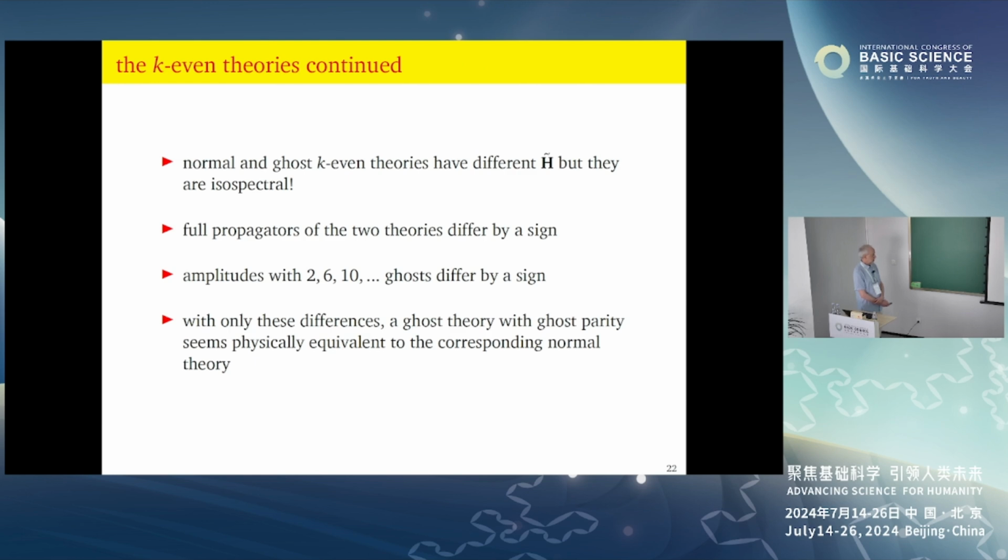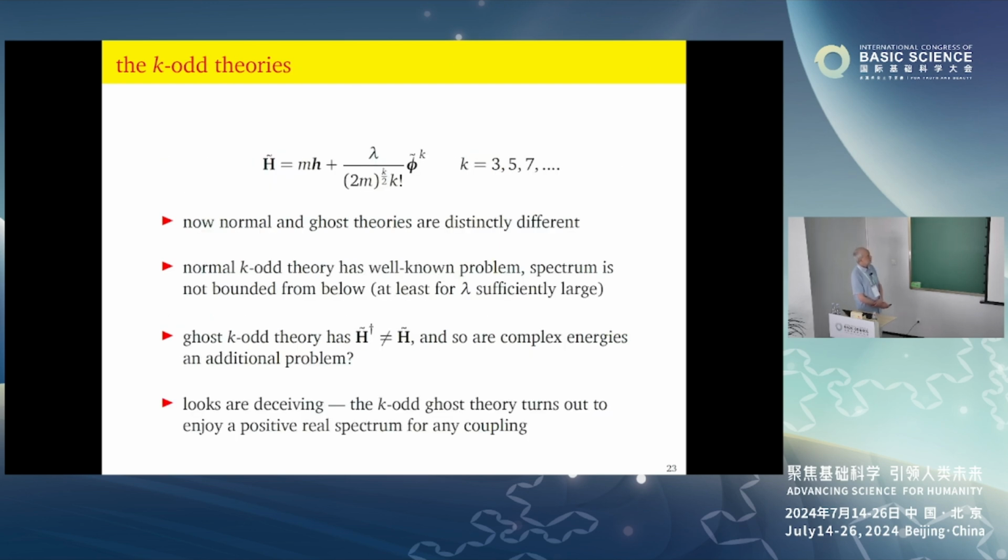So with only these minor changes of various signs, it seems to me that the ghost theory with ghost parity seems physically equivalent to the corresponding normal theory. So it just seems like these ghost theories are just a funny way to write a normal theory. So let's look at the K-odd theories.